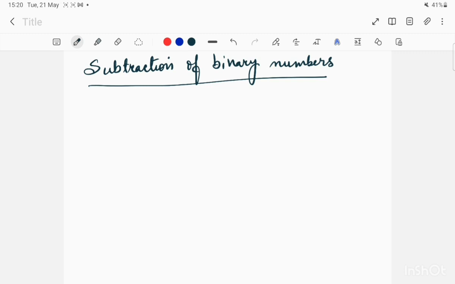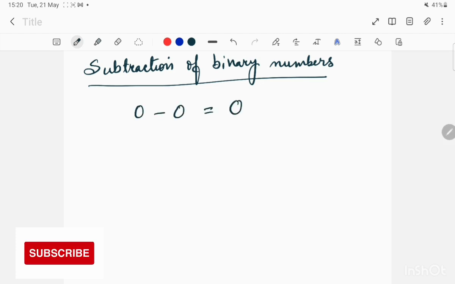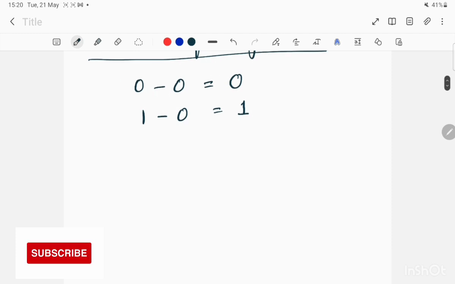Subtraction of two single digit numbers is usually done by following some rules which are given below. First, say you have 0 minus 0. Obviously this is 0, simple. Suppose you have 1 minus 0, it is 1, very simple. Then if you have 0 minus 1, this is a special case.